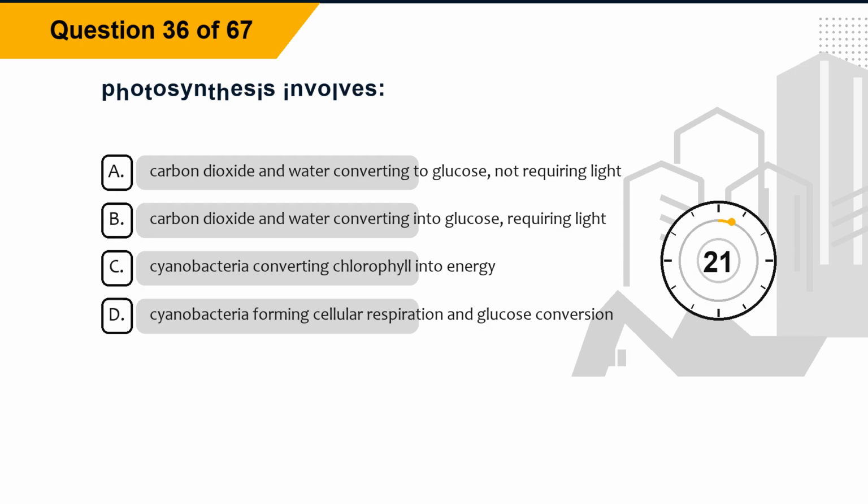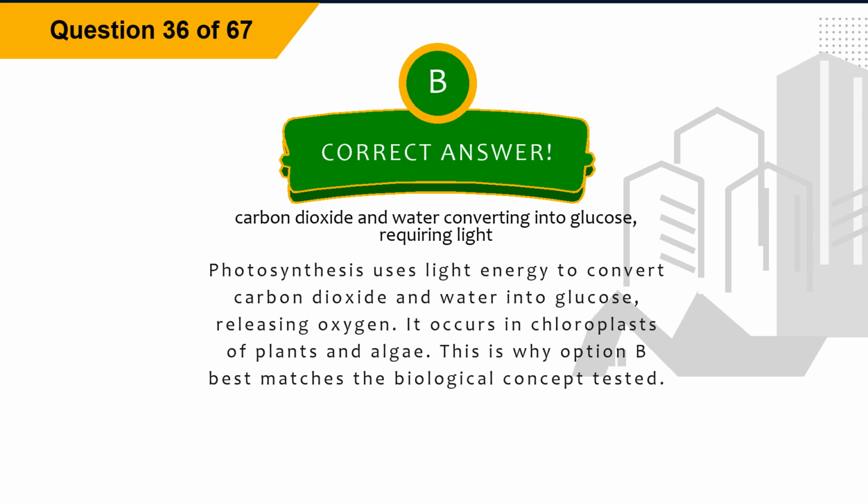Question 36. Photosynthesis involves option A, carbon dioxide and water converting to glucose, not requiring light. Option B, carbon dioxide and water converting into glucose, requiring light. Option C, cyanobacteria converting chlorophyll into energy. Option D, cyanobacteria performing cellular respiration and glucose conversion. The correct answer is option B, carbon dioxide and water converting into glucose, requiring light. Explanation. Photosynthesis uses light energy to convert carbon dioxide and water into glucose, releasing oxygen. It occurs in chloroplasts of plants and algae. This is why option B best matches the biological concept tested.